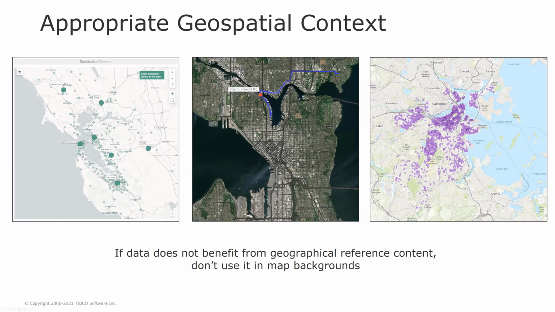So this coffee store thing is looking at different stores. The roads don't matter so much in this map visualization, so I have a very muted map background. But this is a routing one, and so I've used satellite imagery so you can actually see around Seattle here and see that context. And then this is for Airbnb sales, and it's actually showing a little bit of the topography, where the parks are, where the waterfronts are, where the major roads are. So if the data doesn't benefit from the geographical context, try not to use it in your map backgrounds.